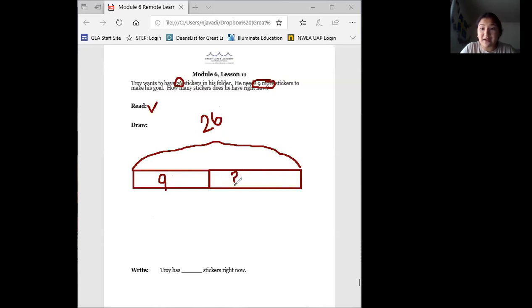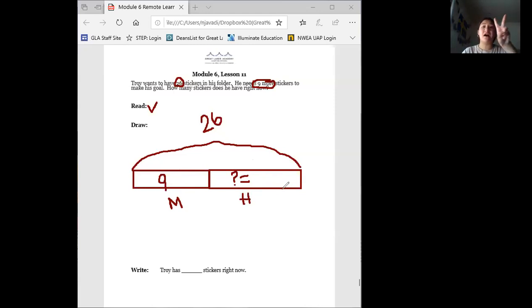So I'm going to put a question mark there for we don't know or unknown, and then an equal sign, and then I'll write the number when we find it over here. I'm going to label this 9 M for more because he needs 9 more. And this side of the tape diagram, I'm going to label H for how many he has right now.